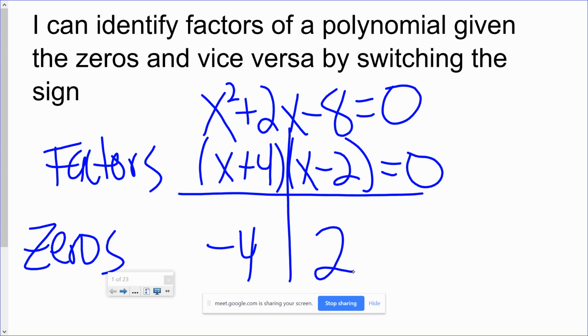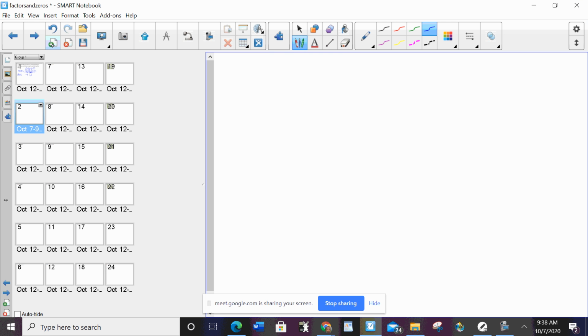Understand, though, that factors have x's attached to them. So if a factor is x plus 4, then the corresponding 0 is negative 4. You're switching the sign. But zeros are just numbers. Factors have an x. If my factor is x minus 2, my corresponding 0 is 2. So let's get a little bit of practice just with that right there. So if I have a factor of x minus 7, then my corresponding 0 would be 7.